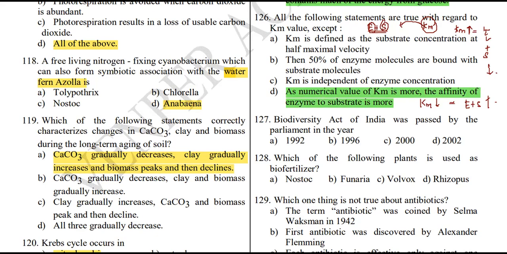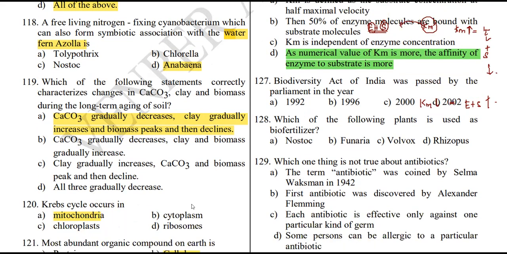Okay, the next question. The Biodiversity Act of India was passed by the Parliament in which year? Okay, it is in 2002. So the answer is option D. Okay, yes. So it is 2002. Okay, next we'll see the rest of the questions.